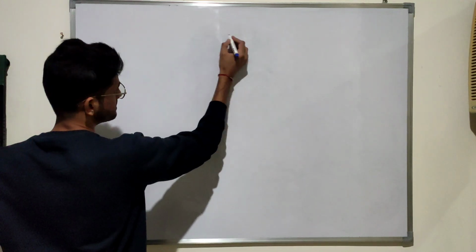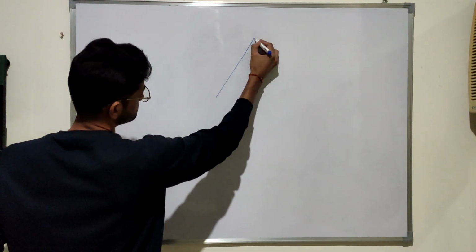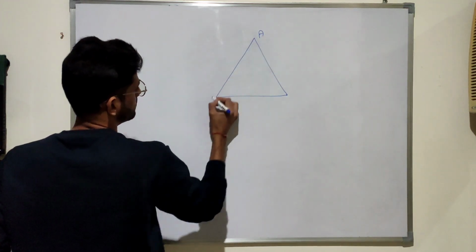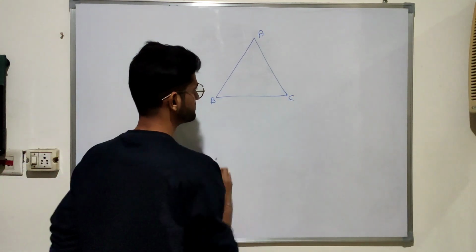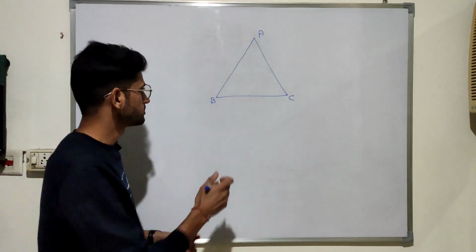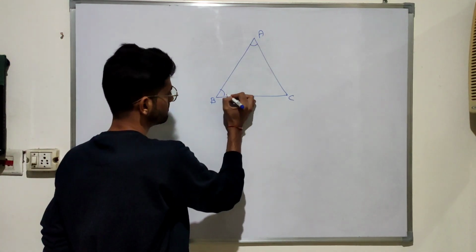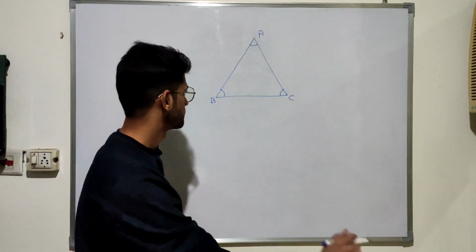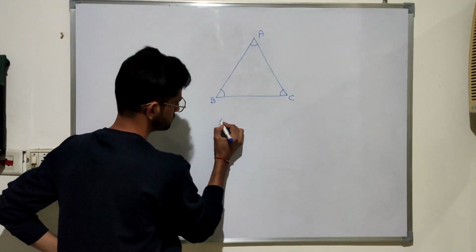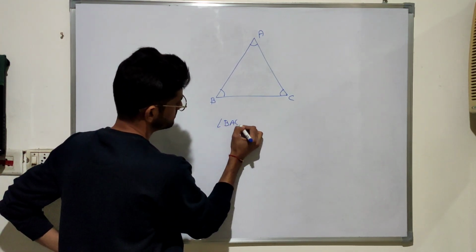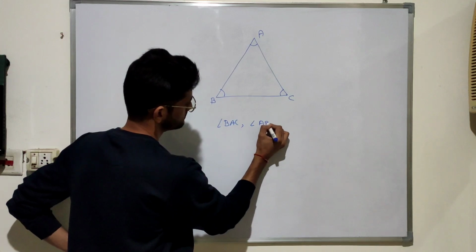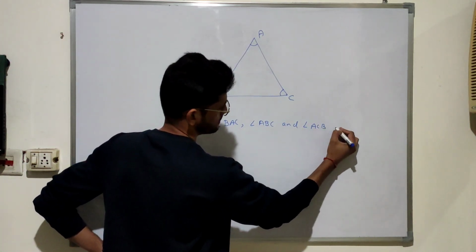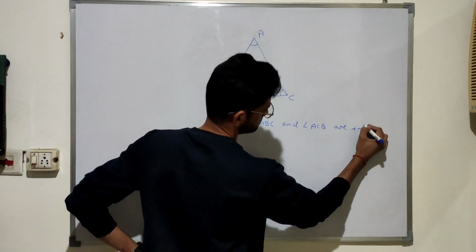So when it comes to angle bisector, let's say we have triangle ABC, drawn here. As we can see, this angle A, this angle B and this angle C are all going to be known as internal angles. If I write this, angle BAC, angle ABC and angle ACB are internal angles.